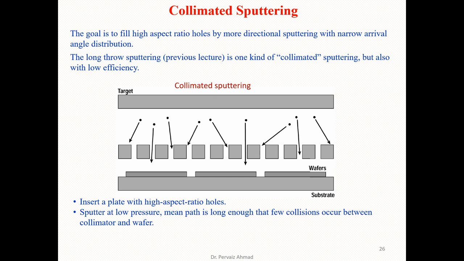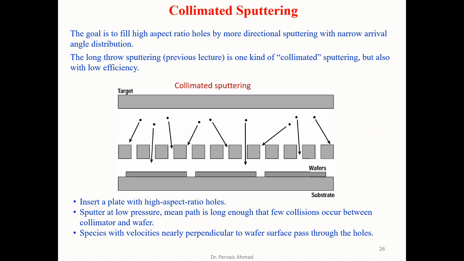In this technique, we have sputtering at low pressures. The mean free path is long enough that few collisions occur between the collimators and the vapors. When the mean free path is long, there are few collisions, and that will ultimately result in a lower deposition rate. So this kind of sputtering is done at low pressures, the mean free path is long, and there are few collisions.